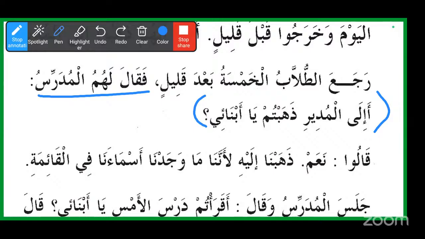He could have asked, أذهبتم إلى المدير يا أبنائي. It's okay to ask in both the ways. In this sentence, he is expressing that he knows already that they went to the principal. So he's just confirming it. That is why he brought ilal mudir first. He's directly telling them, did you go to the principal, right?